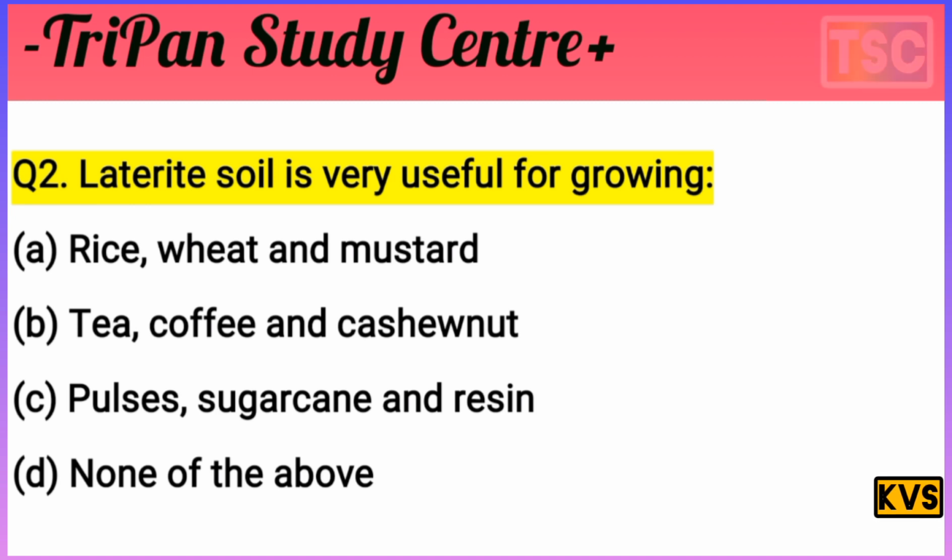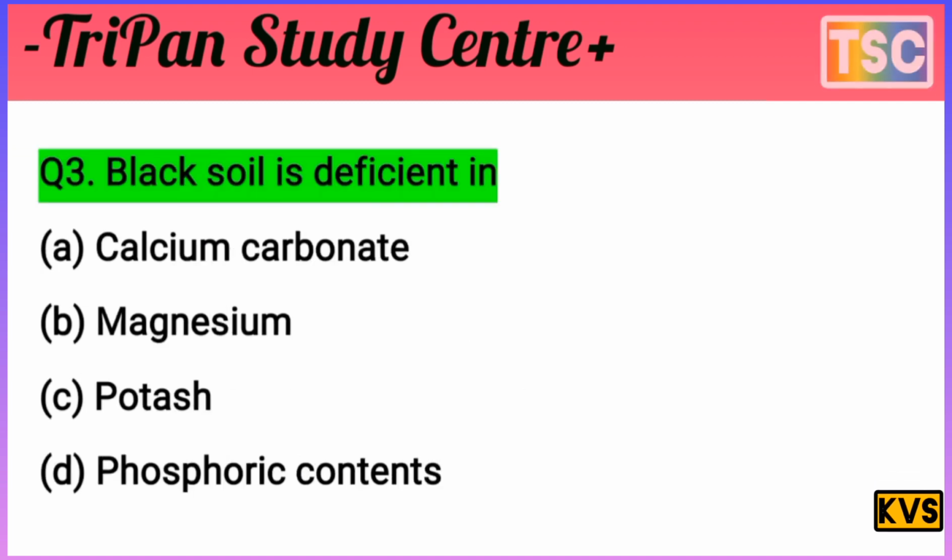That's important. Let's see the next question. The question arrives on screen: black soil is deficient in. The options are calcium carbonate, magnesium, potash, and phosphoric content. That's the most important for what black soil is deficient in.